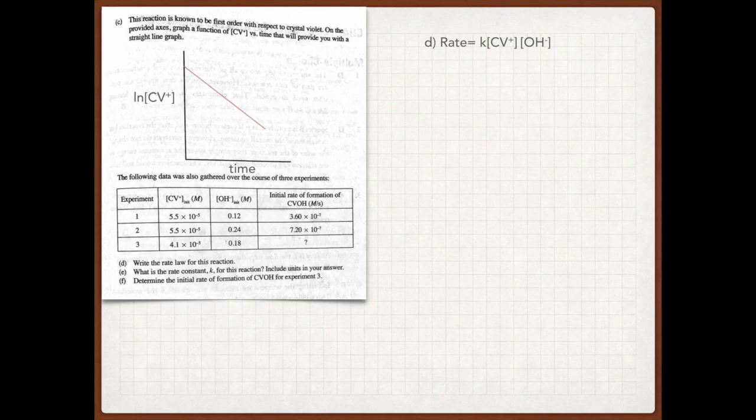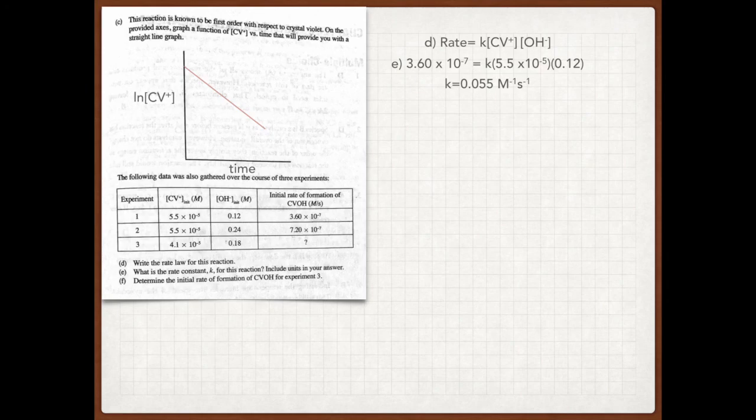It asked me to determine my rate constant. I'm going to use experiment 1 because why not? So my rate is 3.60 times 10 to the negative 7th. I've got my two different concentrations there. I solve for my K, my rate constant, and get 0.055. It's second order overall, which means the units are going to be molar to the negative 1, seconds to the negative 1.